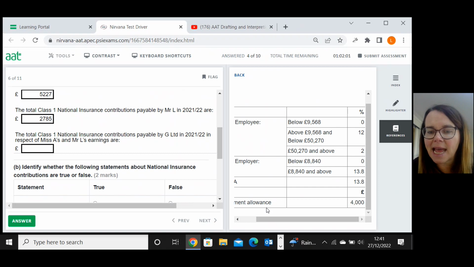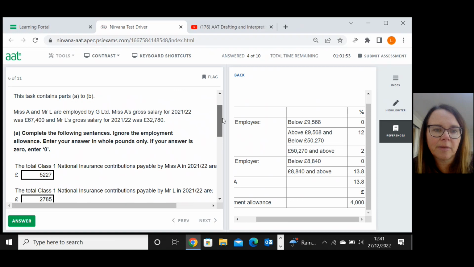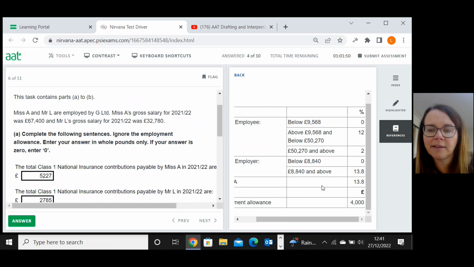So for Miss A, everything over 8,840. So I'm doing 67,400 her earnings, subtract 8,840, which is 58,560, and then timesing that by the 13.8%. So the employer will pay £8,081 of NI on behalf of Miss A.